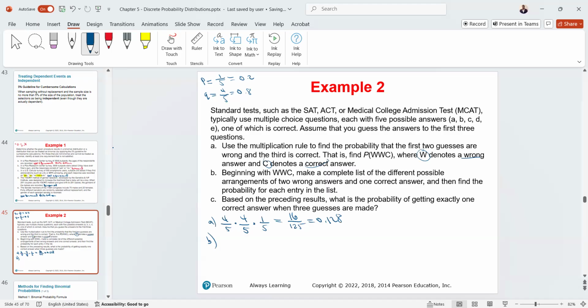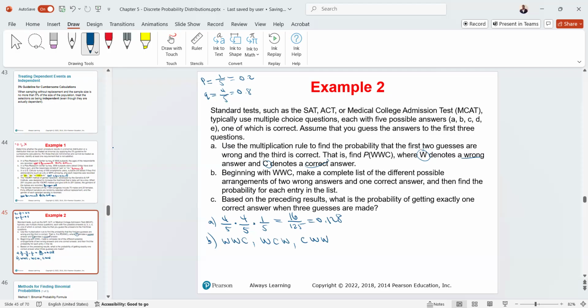Beginning with part B, make a complete list of the different possible orders of 2 wrong answers and 1 correct answer. So if the answers are wrong, wrong, correct, that's the first one. We can have wrong, correct, wrong, that's the second one. We can have the first one correct, but the other 2 wrong, right? How many can we have more than that? Yes, that's 3.